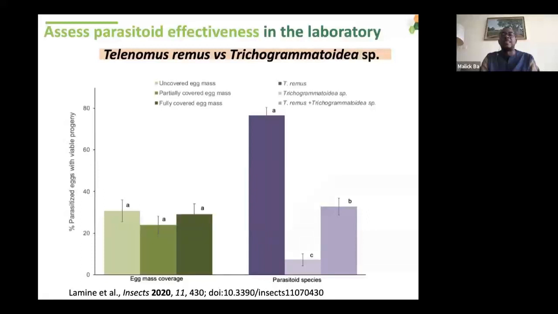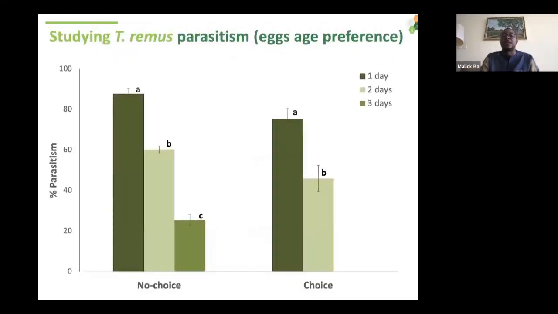Here you can also see the assessment that we did in the laboratory, with the number of progeny that emerged from the parasitized eggs. And as I said, again, Telenomus gives more parasitoids regardless of the type of egg mass given to it. We also did a study to understand if there is any preference of the parasitoid depending on the egg's age, in no-choice and choice situations. You can see that Telenomus remus prefers parasitizing 1-day-old egg masses as compared to 2 and 3 days in the no-choice condition. And in a choice condition, it will also parasitize mostly the 1-day-old egg masses.